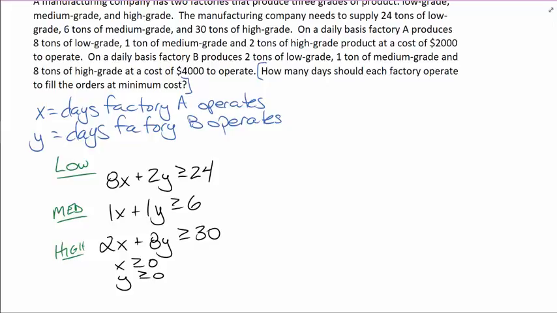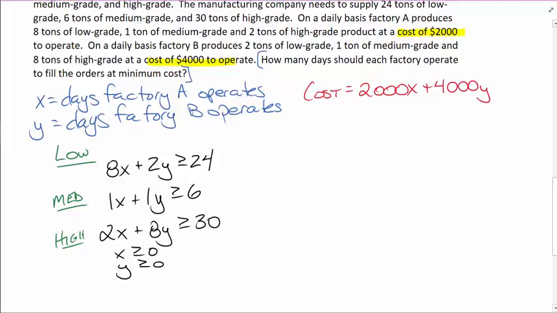Another equation that's going to be relevant here is the cost. So the cost is going to come down to $2,000 per day for A and $4,000 per day for B. So we're going to write an equation here that would say 2,000x plus 4,000y, and this is the quantity that we're going to want to minimize.